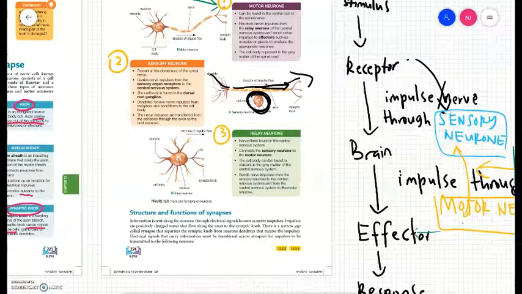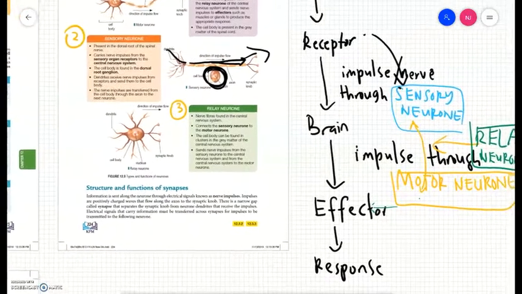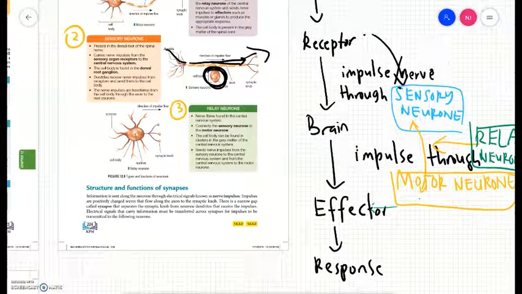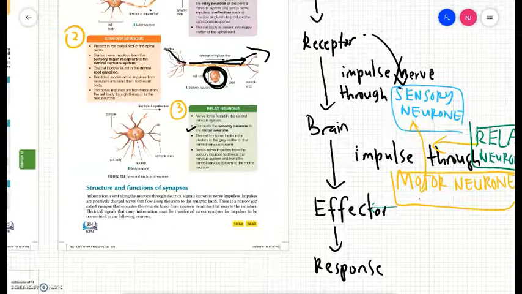Okay, now what is the function of relay neuron? Relay neuron is to connect sensory neuron and motor neuron, in the middle as before. That's all. But the structure of this relay neuron is much simpler because there are no elongated branches. It just has dendrite, cell body, and synaptic knob. Meaning that relay neuron has no axon. Okay, it's much simpler.